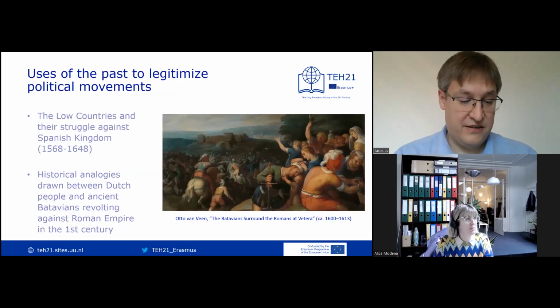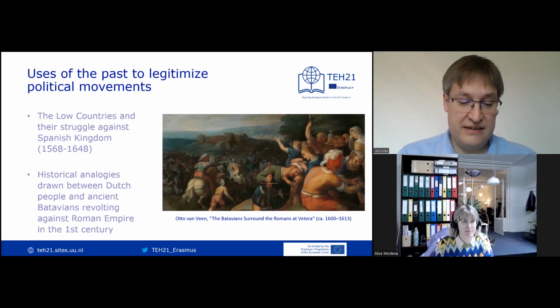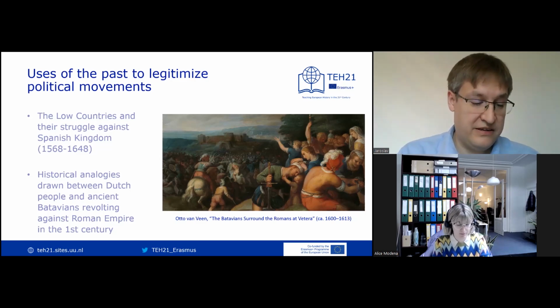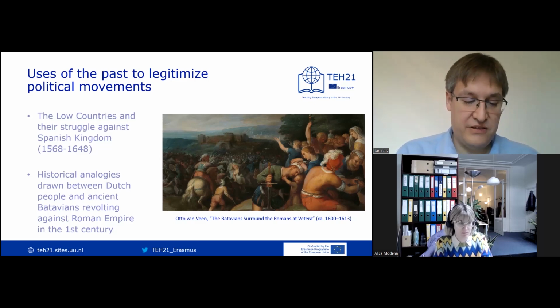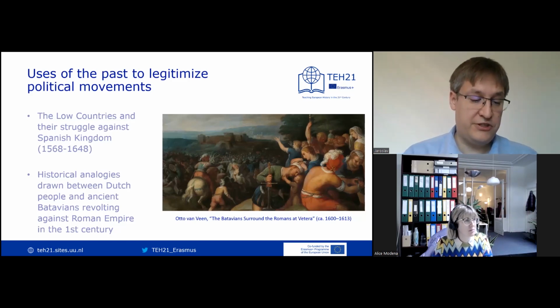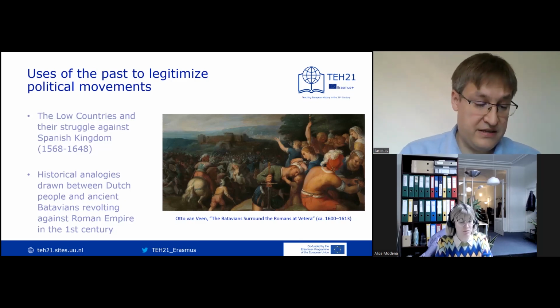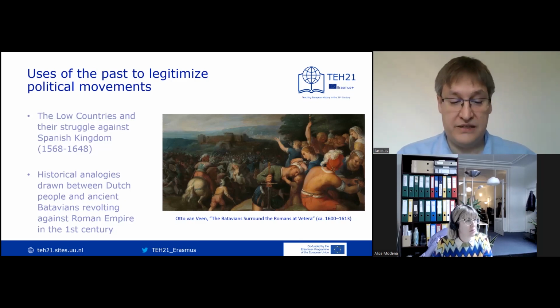In the Low Countries, the long-lasting revolt of the Dutch provinces against the Spanish crown was buttressed by the creation of a historical myth of origin that linked early modern Dutch people with the Batavians, an ancient Germanic tribe. Historical parallels were made between their fights against the Roman Empire in the first century and the ongoing struggle of the Dutch with Spain. The myth of the Batavians as Dutch ancestors was formulated in historical texts, but also disseminated widely in public, for instance, via theater plays or paintings.